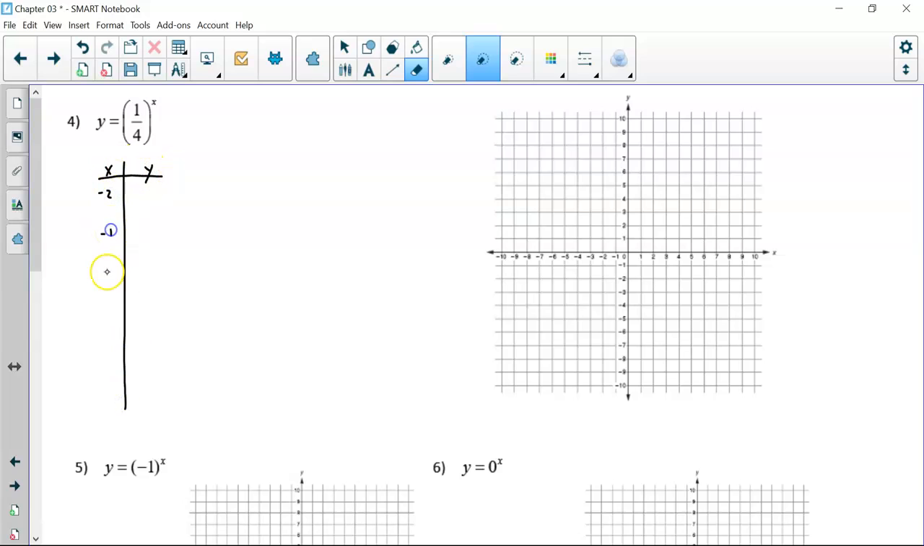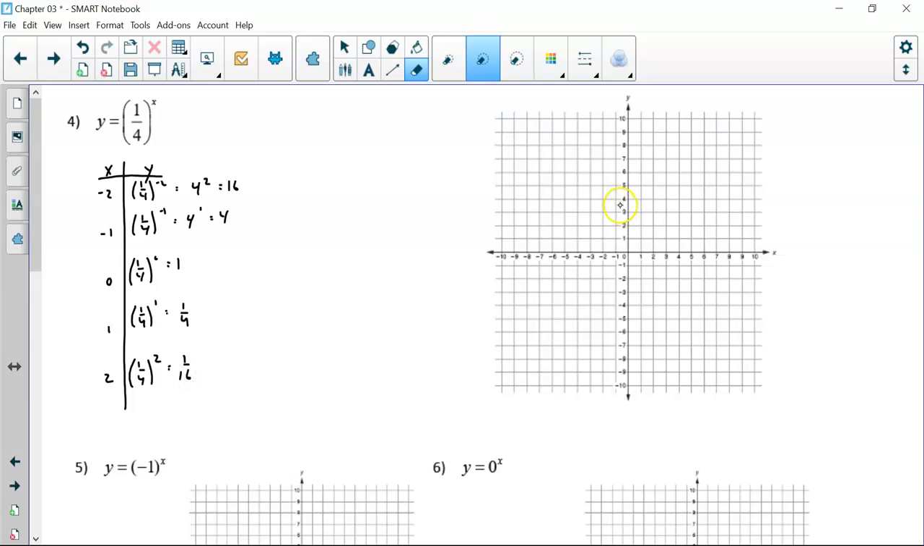-2, -1, 0, 1, and 2. So it's 1/2 to the negative second, which is 4 to the second, which is 16. 1/4 to the negative first is 4 to the first, which is 4. 1/4 to the power of 0 is 1. 1/4 to the first is 1/4. And 1/4 squared is 1 over 16.